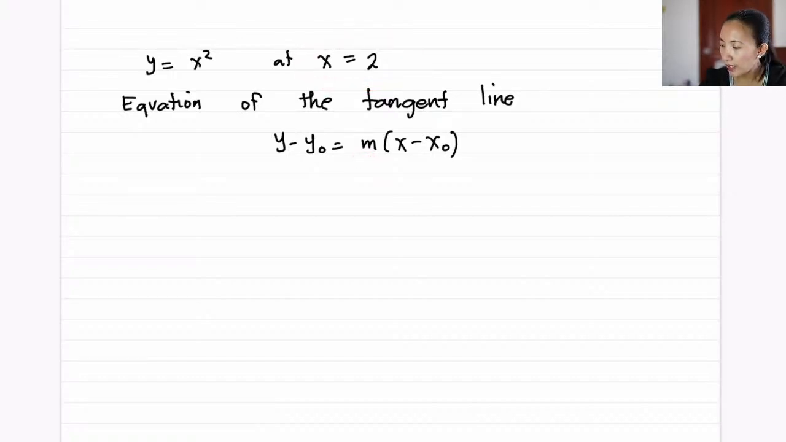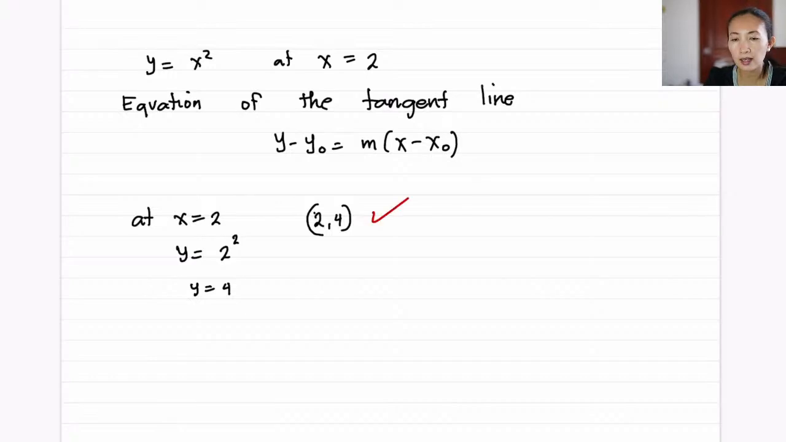Now, what is x sub 0, y sub 0? By the way, this is our x sub 0: x is equal to 2. And for y sub 0, you only have to evaluate the function at x equal to 2 to get y. So at x equals 2, y is equal to 2 squared, which is equal to 4. Which means a point on the line and on the function is (2, 4). So now we have a point. All we need to find out is the slope.